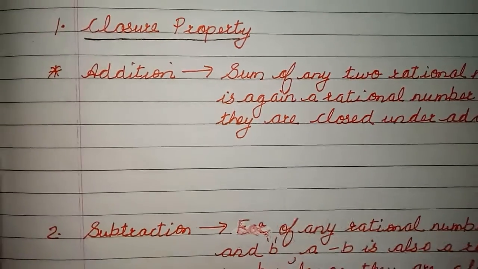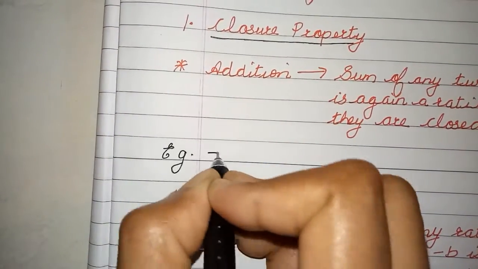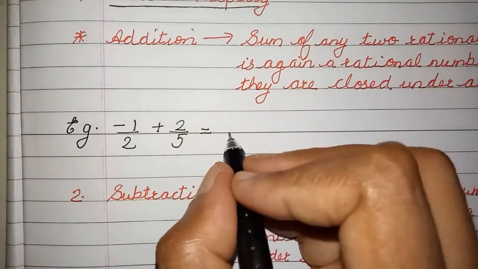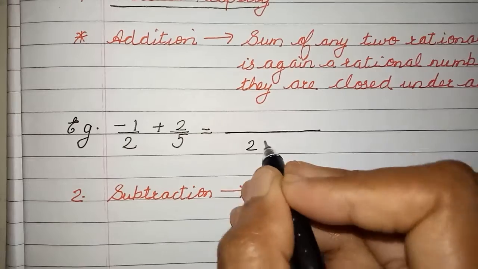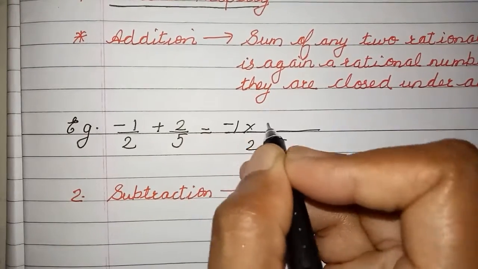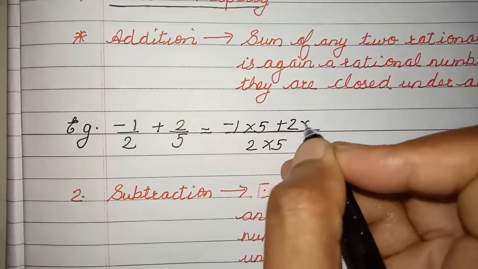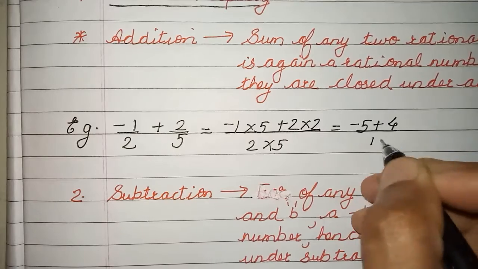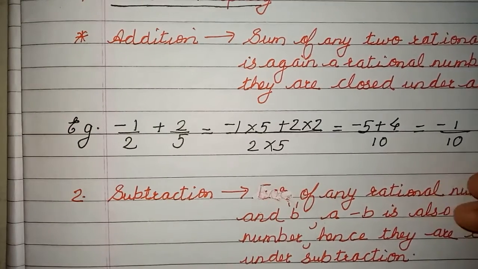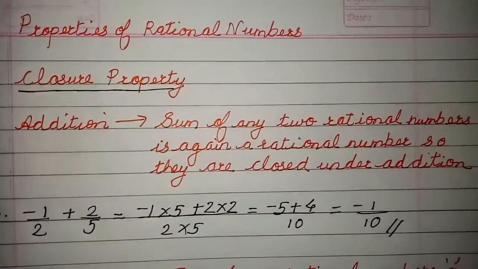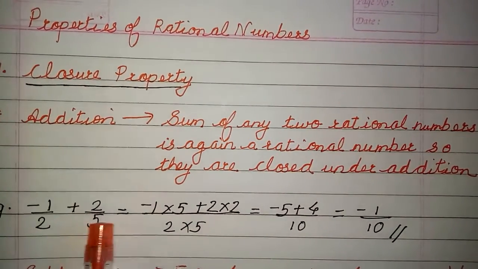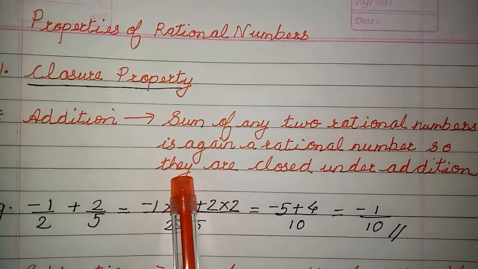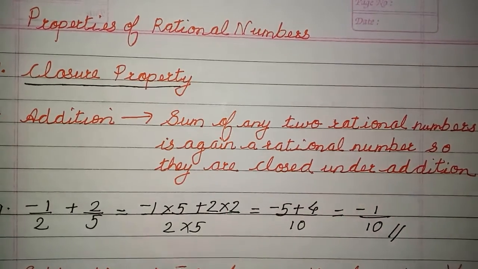If you want, I will do one more example here. For example, children, if I have minus half plus 2 by 5. Now how do you solve this? You know, denominators have to be made the same. Children, if you want, you can do this method also of addition as we have done for subtraction. If you like this method, you can follow here. So this will be minus 5 plus 4 by 10, which is minus 1 by 10. So what do I mean, children? I mean here that if I take two rational numbers, the final answer is again a rational number. So what will I say? Rational numbers are closed under addition.